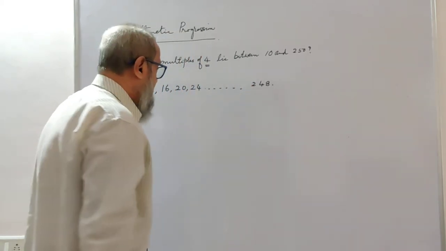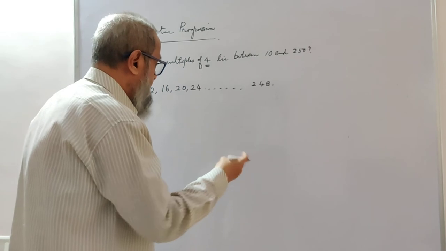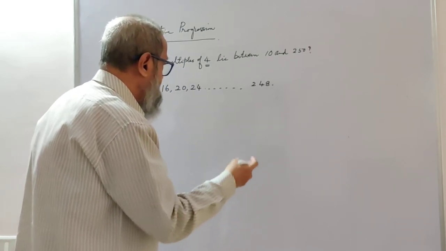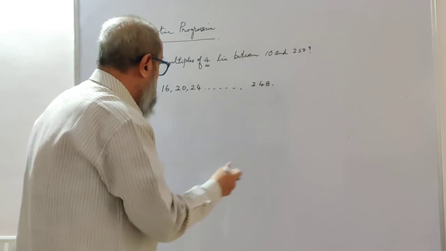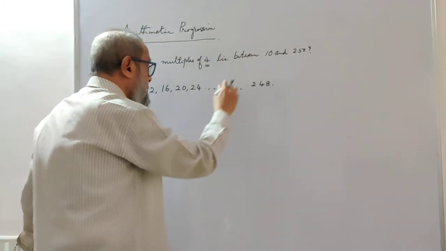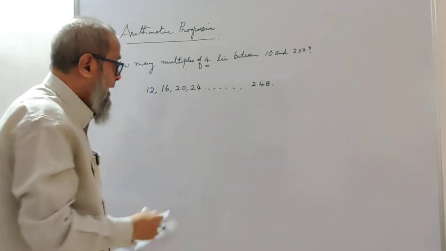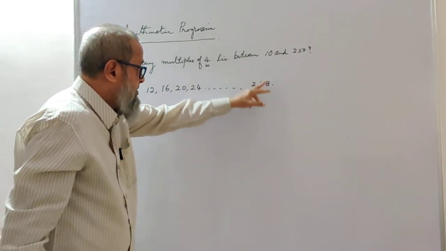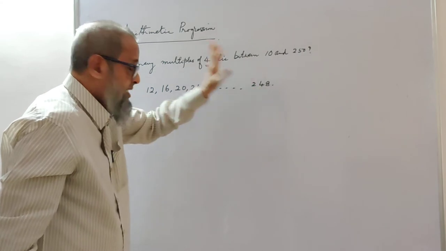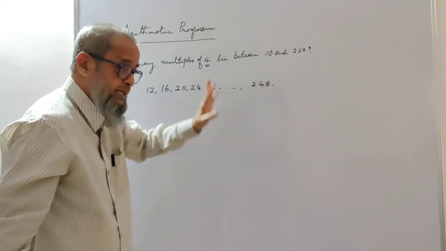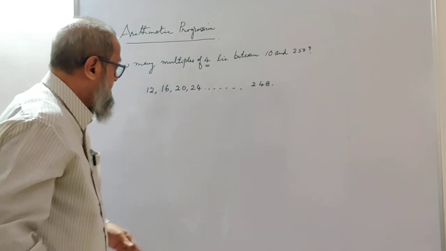Because after that, the next number is 249, then 250, 251, 252. 252 will be divisible by 4, but that is above 250. Now, below 250, the last number which is divisible by 4 is 248. 4 sixes are 24, 4 twos are 8. Right, that is the divisible.